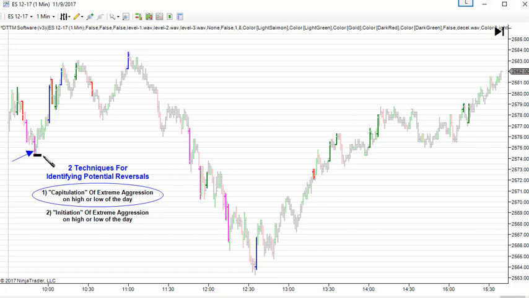It doesn't have any follow through lower, and instead quickly has its high taken out, and the market starts to get comfortable or trade above it. That's a pretty good sign. That's a sign of capitulation, a pretty good sign that the market wants to turn around and head higher.